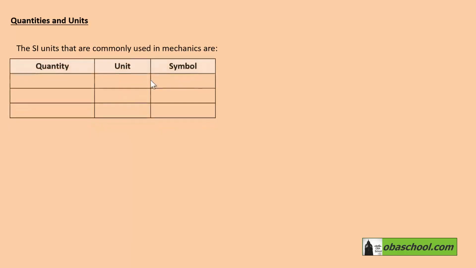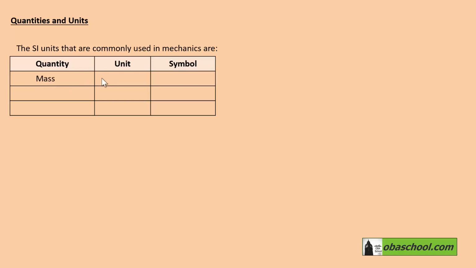Quantities and units. The SI units that are commonly used in mechanics are, for mass, the kilogram, symbol kg; for length or displacement, we use the meter, symbol m; and for time, the SI unit is the second, symbol s.